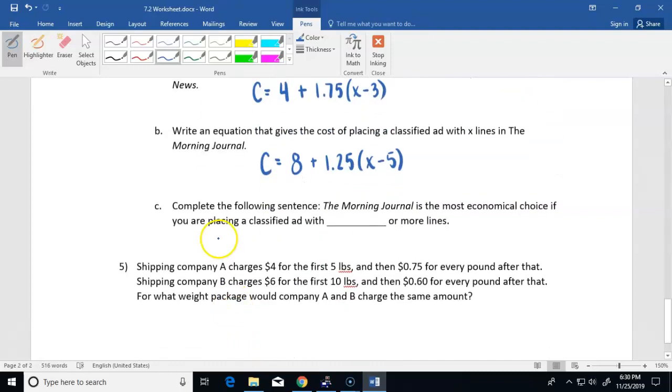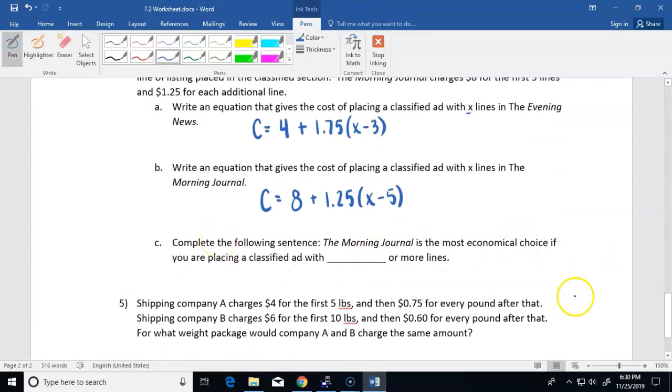The next part says complete the following sentence. The Morning Journal is the most economical choice if you're placing a classified ad with blank or more lines. So what we really need to know here is when these two are equal to each other. Let's go over here. We're going to set these equal to each other. So 4 plus 1.75 times x minus 3 has to equal 8 plus 1.25 times x minus 5.